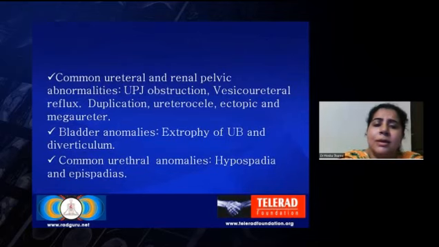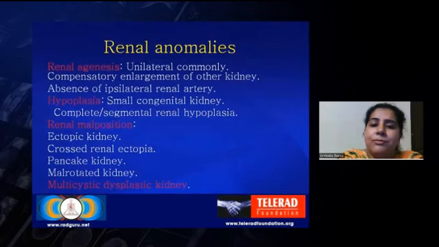Renal anomalies. First is renal agenesis. Commonly it is unilateral. If it is bilateral, then it is incompatible with life. The child won't survive, and antenatally we may find oligohydramnios and other associated anomalies. In unilateral agenesis, there will be compensatory enlargement of the other kidney and absence of the ipsilateral renal artery.